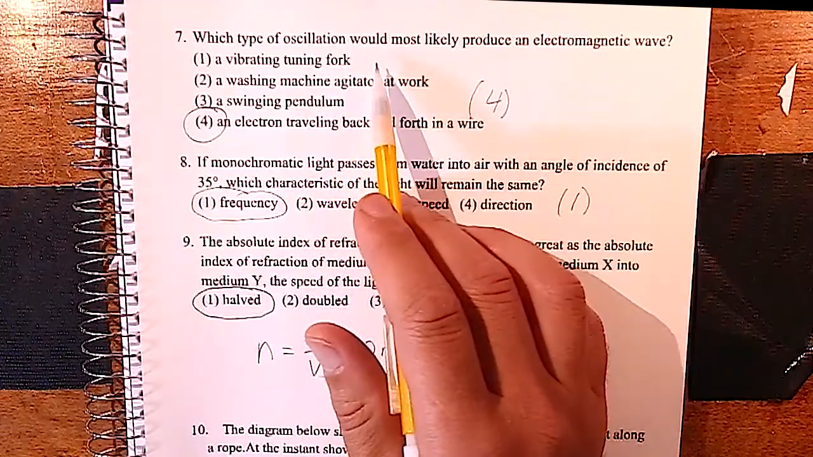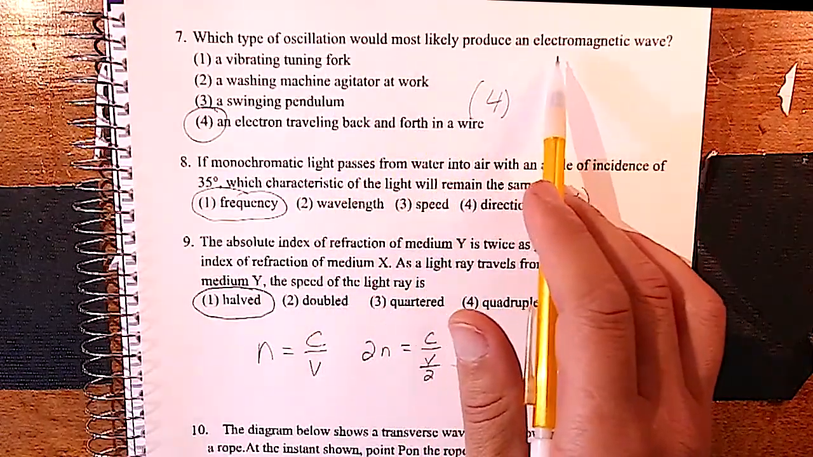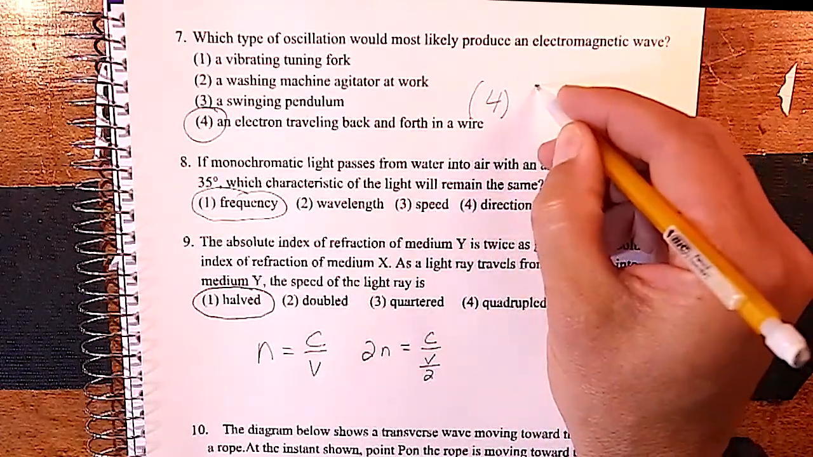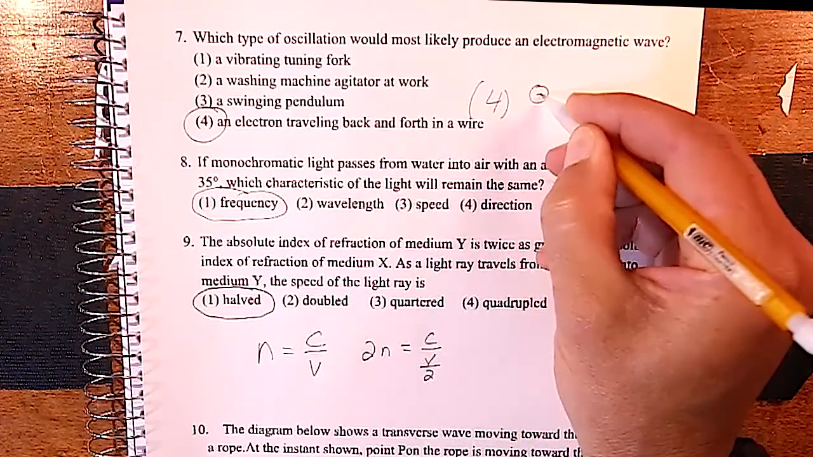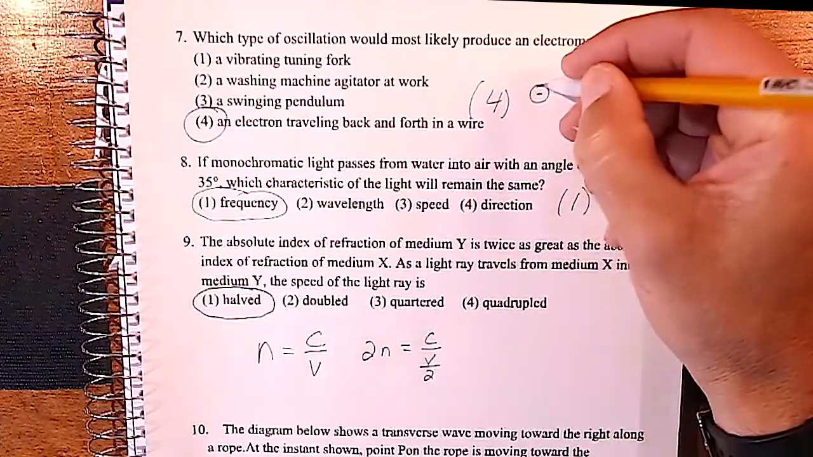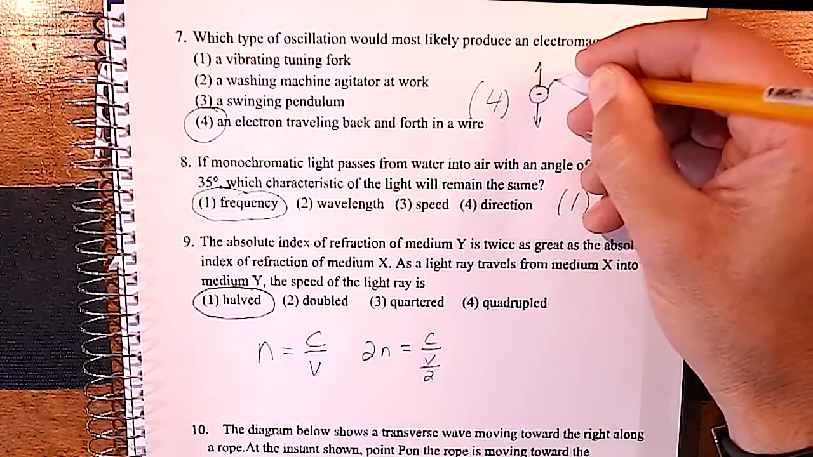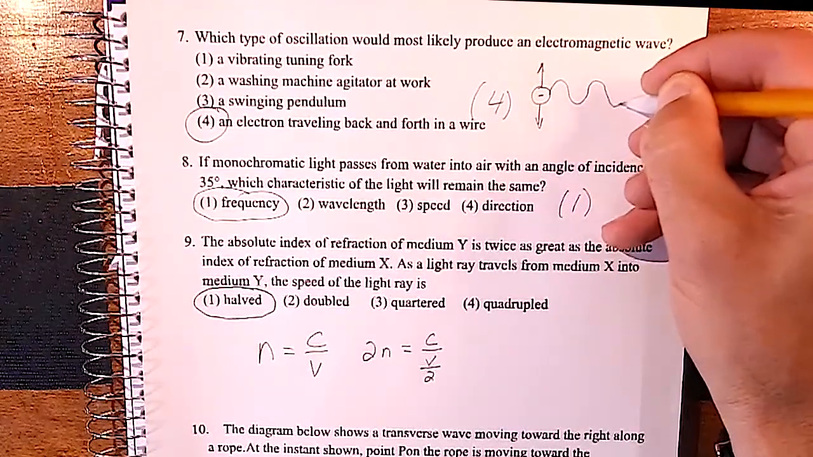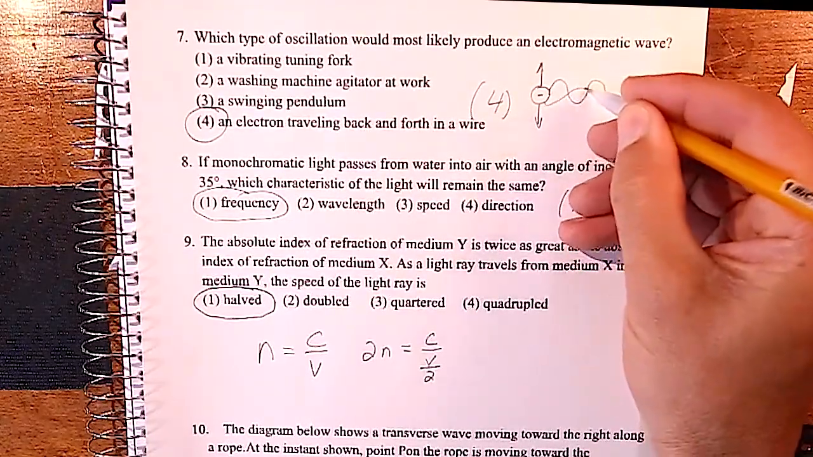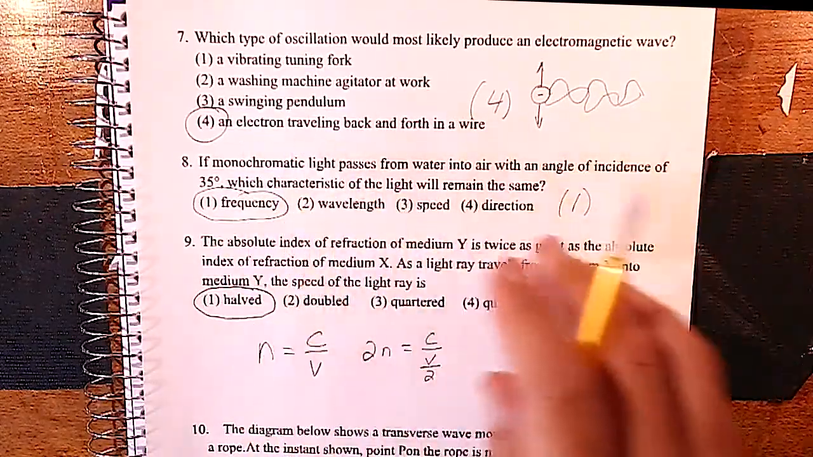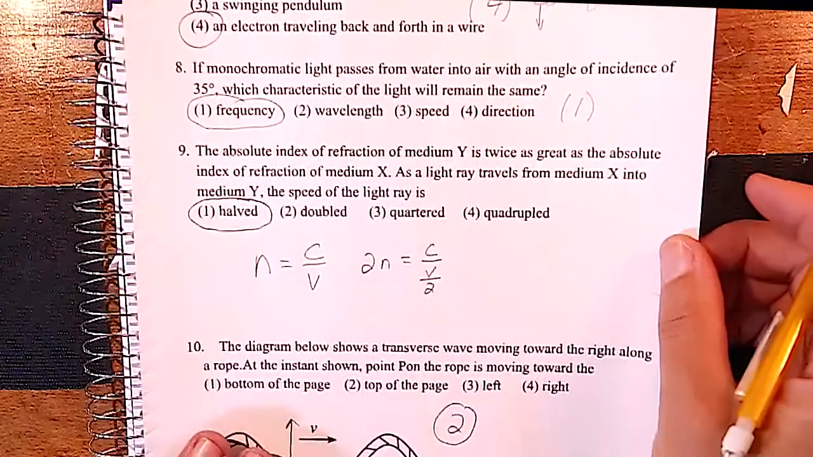Which type of oscillation would most likely produce an electromagnetic wave? Well, if we take a charged particle, it could be a proton, but if we take an electron and we oscillate it up and down, that's going to create an electric field that oscillates and a magnetic field that oscillates. So what is that? An electron traveling back and forth in a wire.